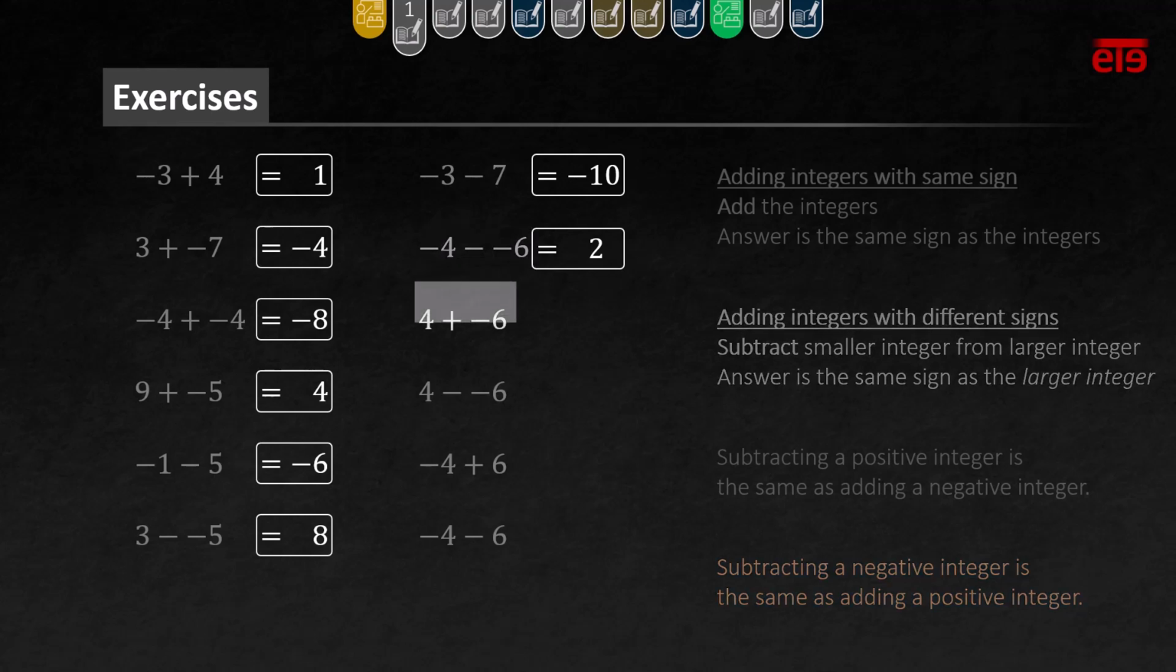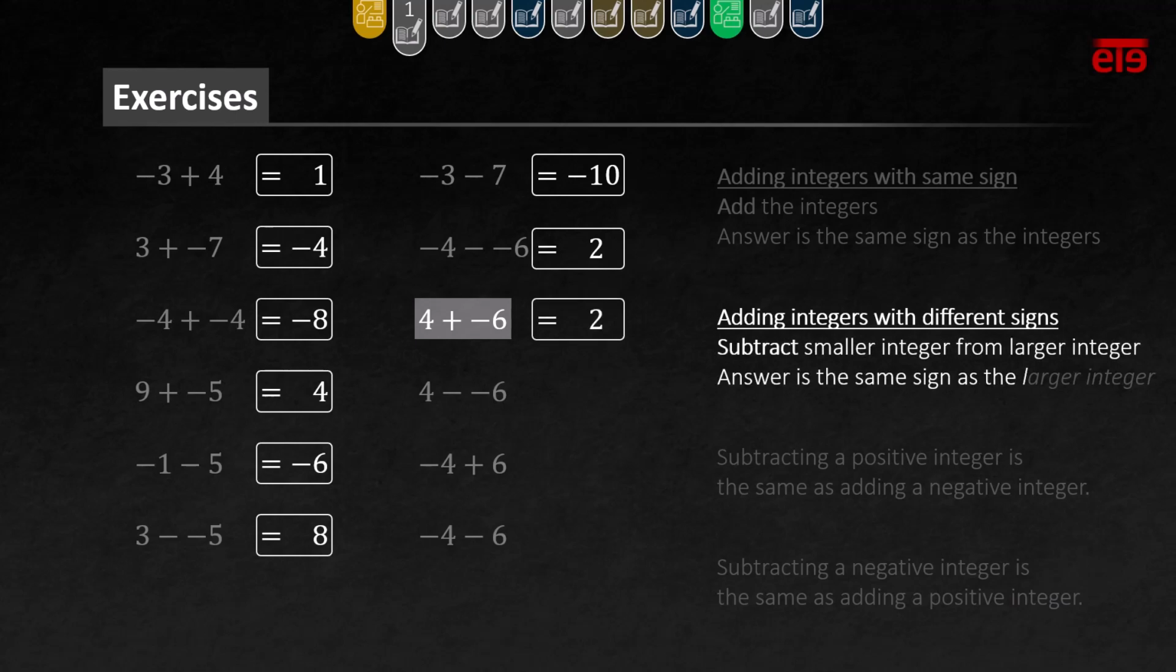For -4 plus 6... for 4 plus -6, we can follow the rules for adding integers with different signs. 6 minus 4 is 2 and 6 is larger. So the answer is -2.